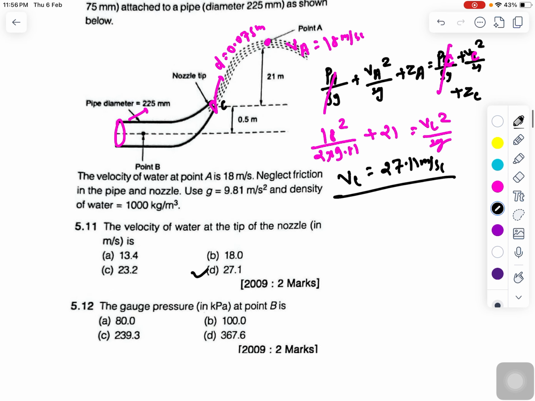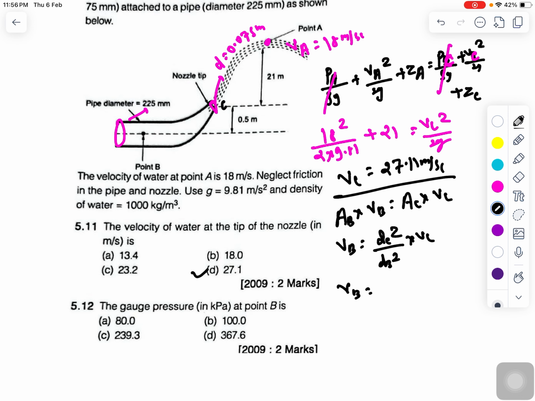So now we can use point B. You can use Bernoulli's equation at point B and point C, right? So again you have to calculate the velocity at point B. So velocity will be equal to how much? You can write area at point B multiplied by velocity at point B equals area at point C multiplied by velocity at point C. So velocity at point B will be equal to dc square divided by db square multiplied by vc.